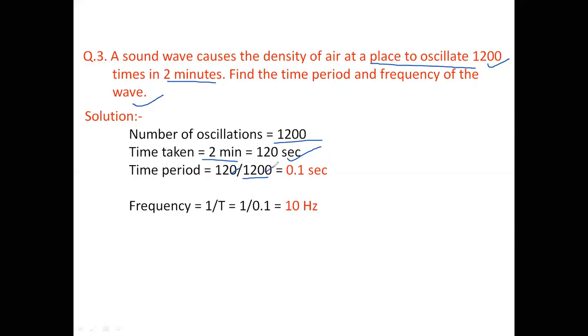So we will get the time period which is equal to 0.1 second. To find out the frequency, we will use the formula 1 by time period, and 1 by 0.1 is equal to 10 hertz. Thus the frequency of the sound wave is 10 hertz.